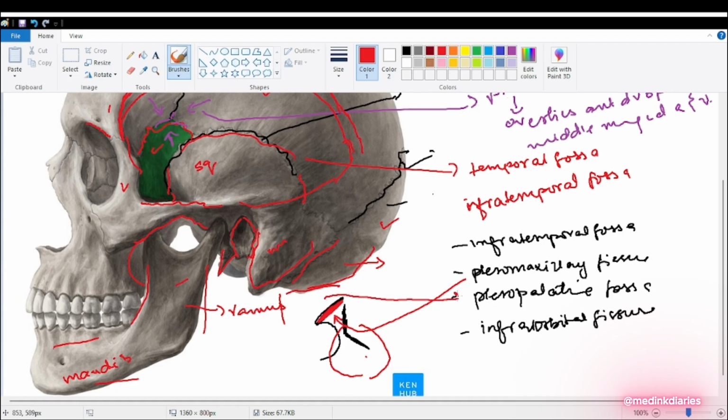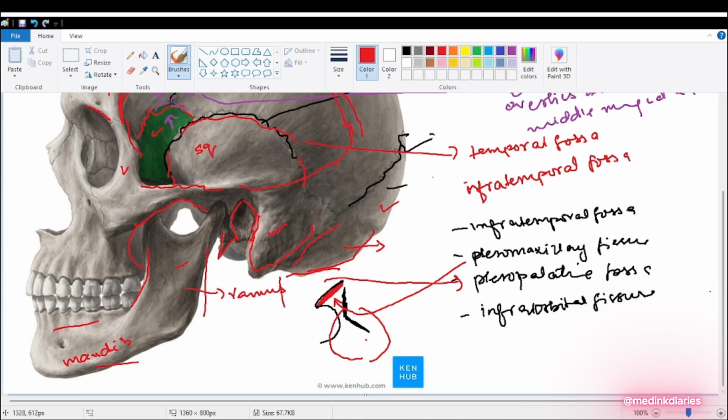the pterygopalatine fossa. So what you need to know here is that here is the infratemporal fossa, then the pterygomaxillary fissure, which is between the posterior margin of the maxilla and the pterygoid plate of the sphenoid, and this fissure ultimately leads to the pterygopalatine fossa. So this is 1, 2 and 3: first the infratemporal fossa, second the pterygomaxillary fissure, and third the pterygopalatine fossa.